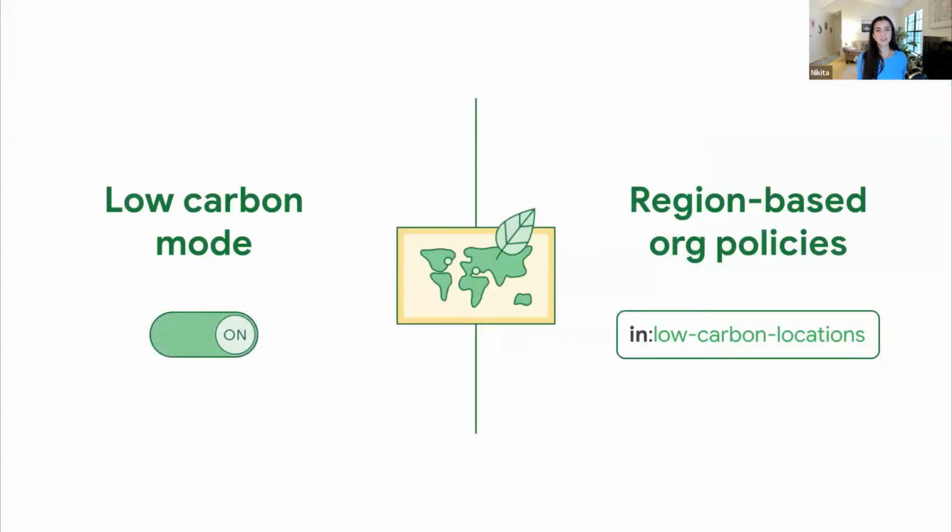And if your organization provides users with the choice to select regions for their compute resources, you can actually set organizational policies to completely restrict locations to low carbon intensive regions using something called low carbon mode. Or you can allow or deny specific regions in the policy value box when you're configuring the resource location restriction. So the way you do this is you enter the in prefix and then a specific string for one or multiple low carbon locations.